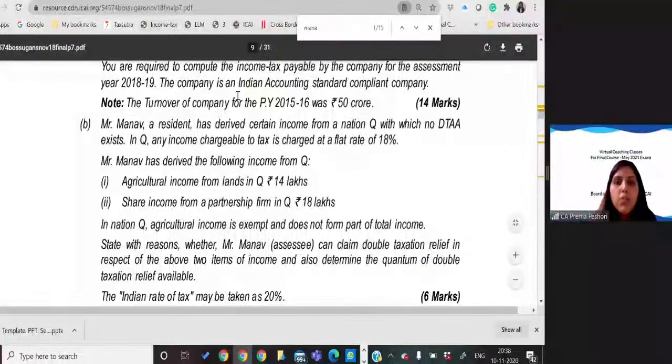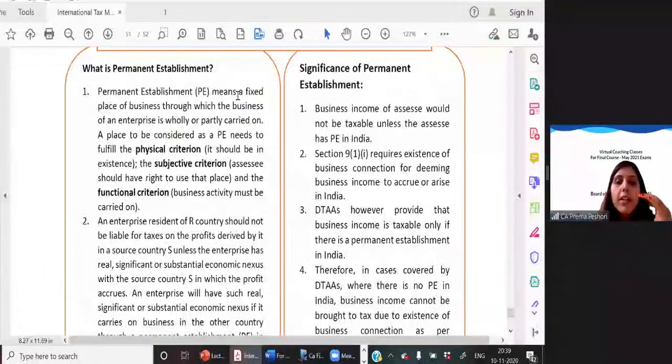So permanent establishment means it is a presence of the foreign company in India, through a fixed place of business through which the foreign company carries on the business in India. Permanent establishment means a fixed place of business. Now, this fixed place of business could be through a branch, could be through an office, right? Therefore, if the business is carried on through a fixed place of business, that constitutes a permanent establishment.